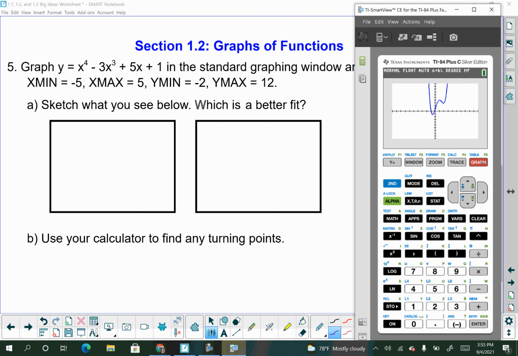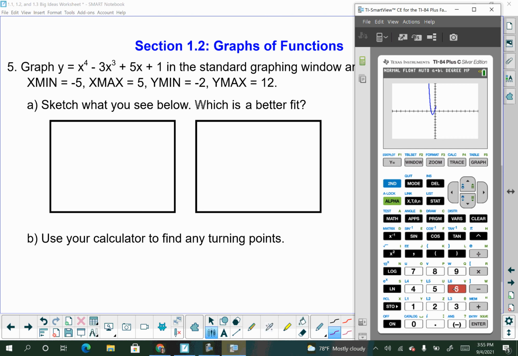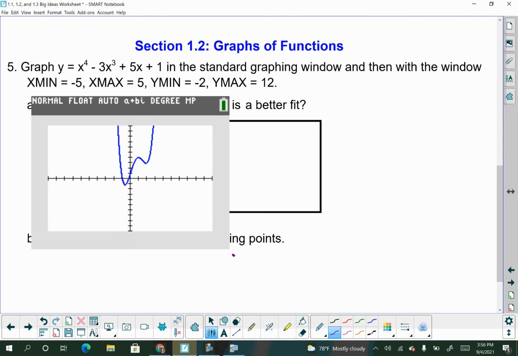Now to graph in the standard graphing window, you can either hit graph, which it might be in that window already, or if it's not, if it doesn't look like that, you can hit zoom, and then Z standard means the standard graphing window. So zoom 6 is a quick shortcut for that. And then that's what the graph looks like. So just on your paper, you can sketch this, and I'm going to go ahead and just drag it over because I can do that on mine. Get rid of that. Go away.